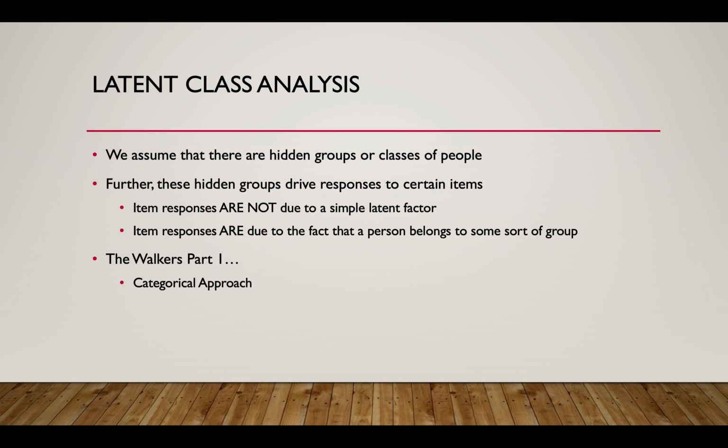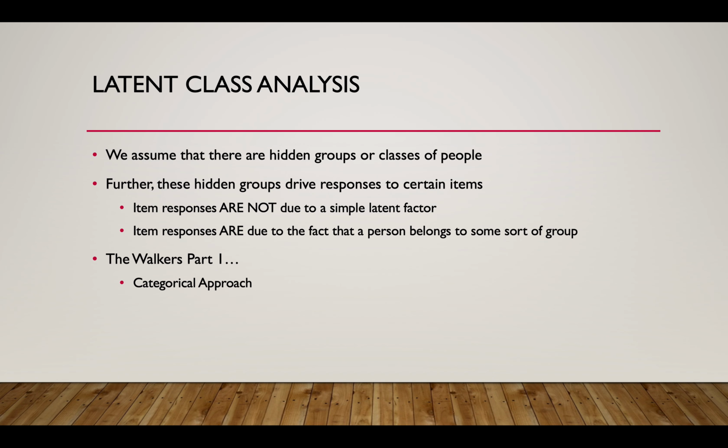So in latent class analysis, the idea is that items are not due to an underlying factor, but instead are due to the fact that a person is part of some larger profile or group. And so one way to think about this is I have Walker's part one here, and this is the example that I was trying to come up with. It's not the first example I came up with.